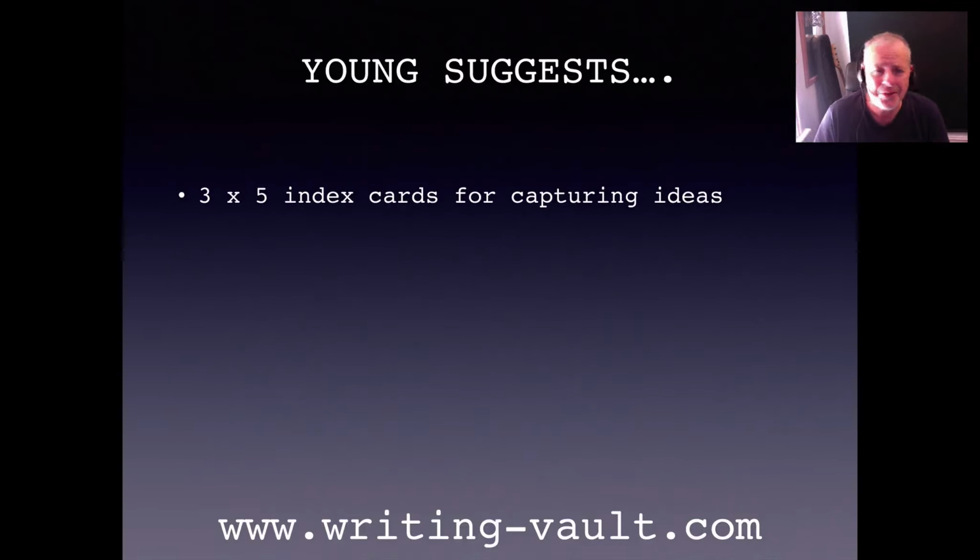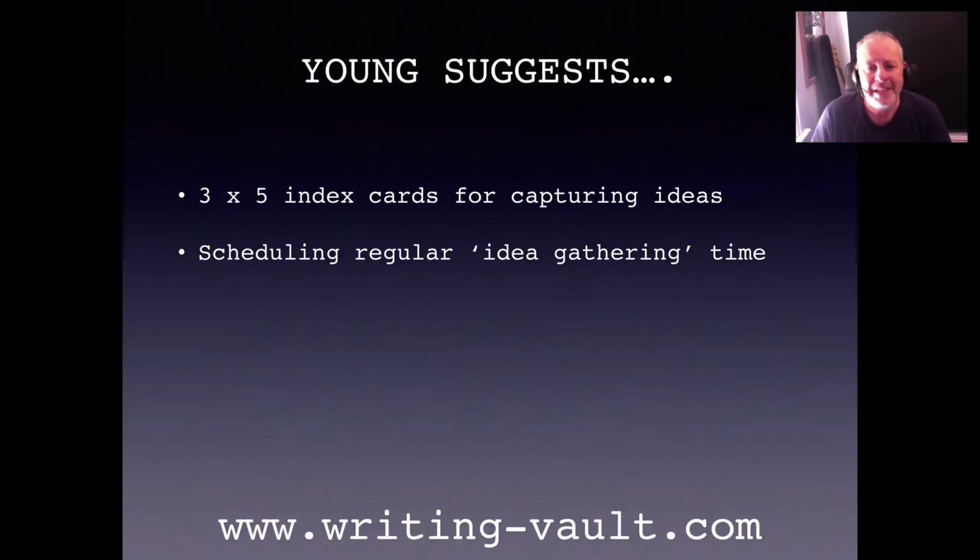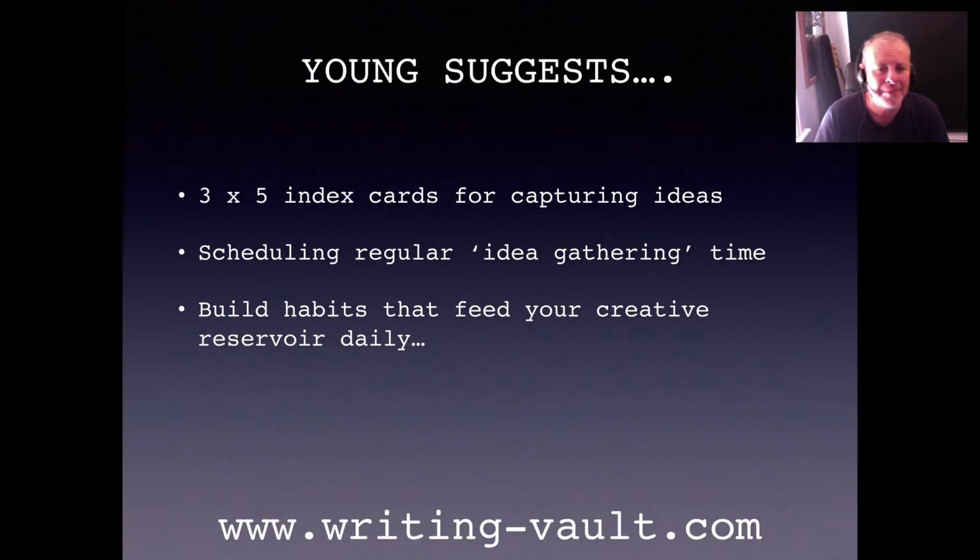Webb-Young suggests when you've done all this, you have some kind of 3x5. He suggests 3x5-inch index cards for capturing all your ideas. He suggests scheduling regular idea gathering time, and he suggests build habits that feed your creative reservoir daily. All of these things, you can see, hear, read in the work of other people when they talk about this. I mentioned you might not want to do 3x5 index cards, you might want to do some kind of digital note-taking system. Find something that works for you. Find a way of doing this stuff regularly.